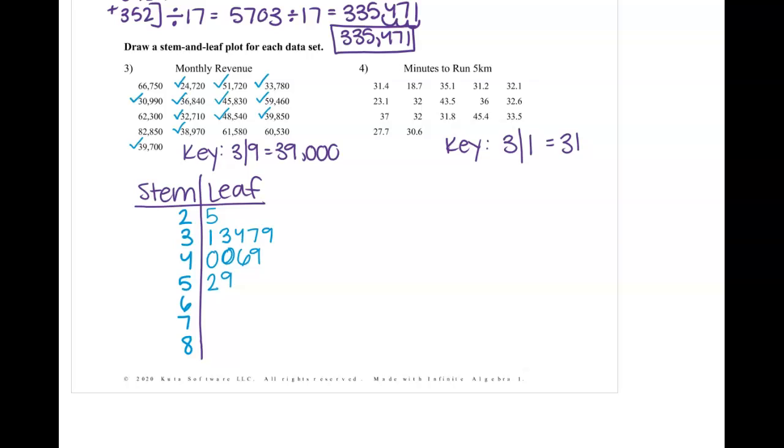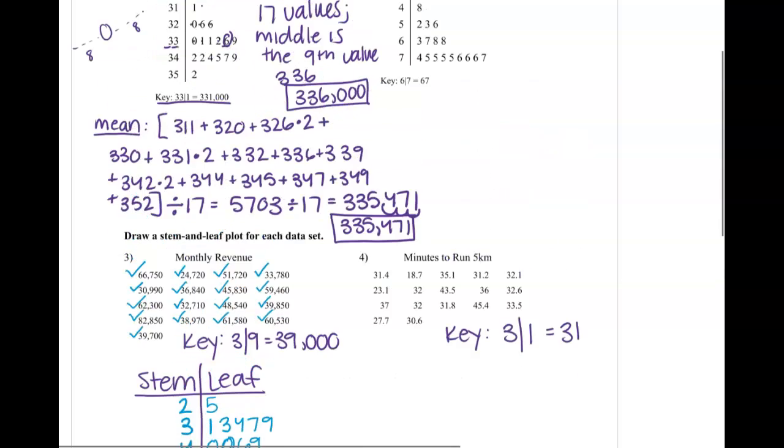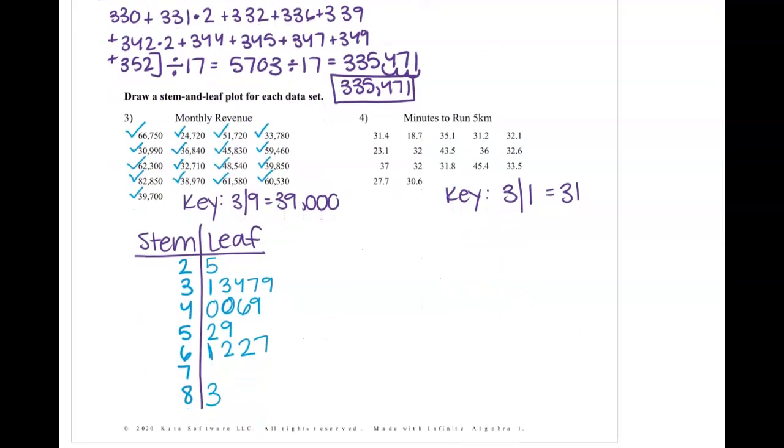And then we have our 6s. 60,530 rounds to 61. 61,580 rounds to 62. 62,300 is also 62. And 66,750 is 67. So again, it's like 61 is 61,000, 62 is 62,000, etc. We have no 70,000s, but we do have 82,850, which rounds to 83,000. And there is our stem and leaf plot. Again, do these other two, number 2 and number 4, on your own and check your answers with the key.